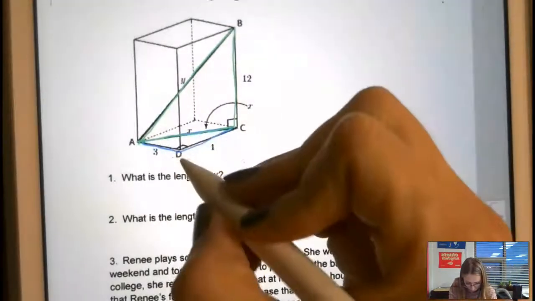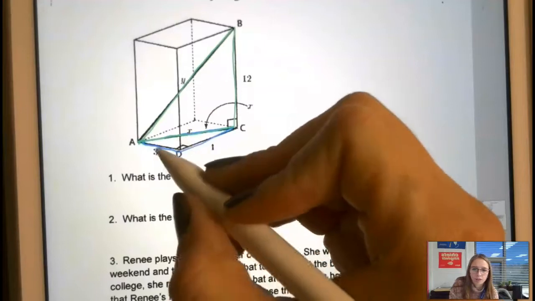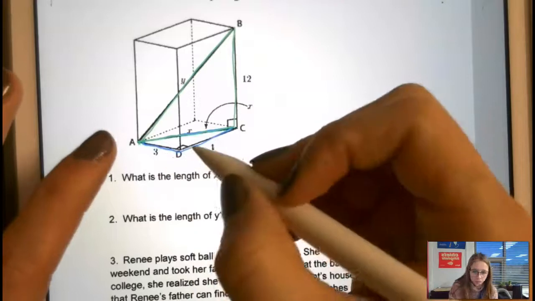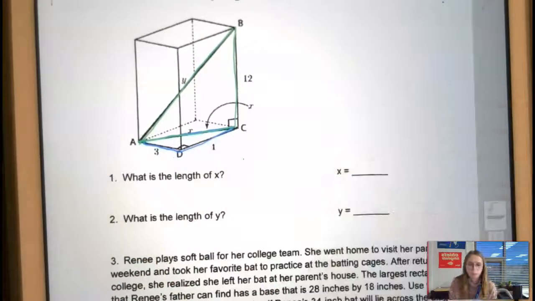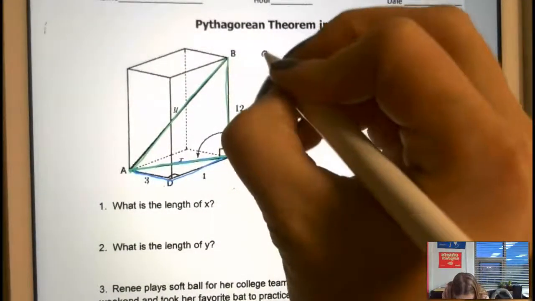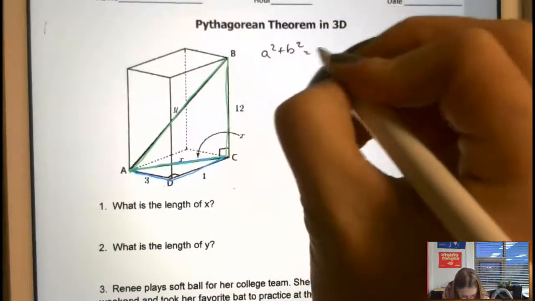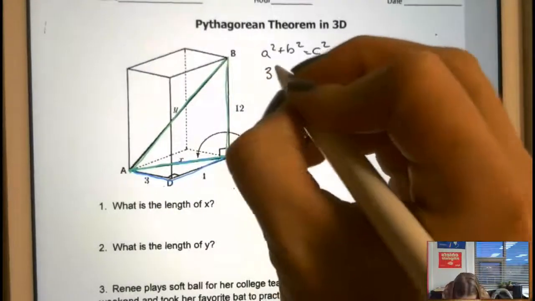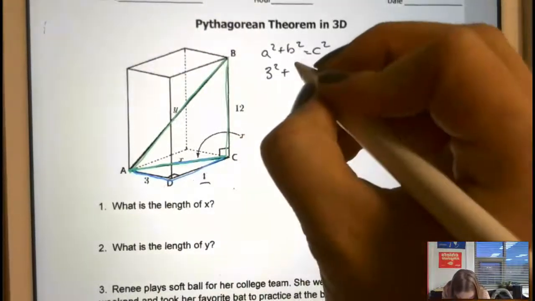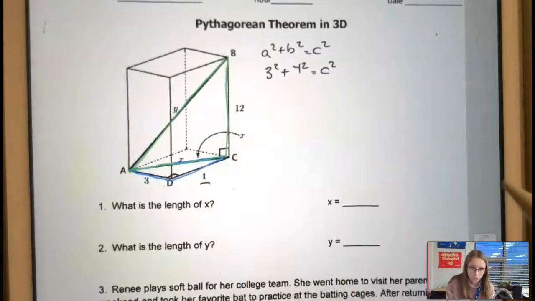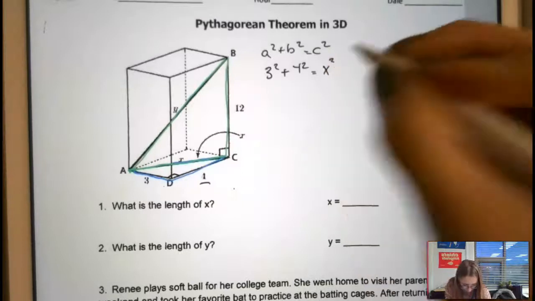On x here, it is the hypotenuse of this triangle ADC on the bottom here. Alright, so 3 and 4 would be our two legs, and x would be our hypotenuse. So, a squared plus b squared equals c squared. I'm going to plug in 3 for a, 4 for b, and then we're trying to solve for x, which is c in this situation. So if I wanted to, I can write that as x squared.